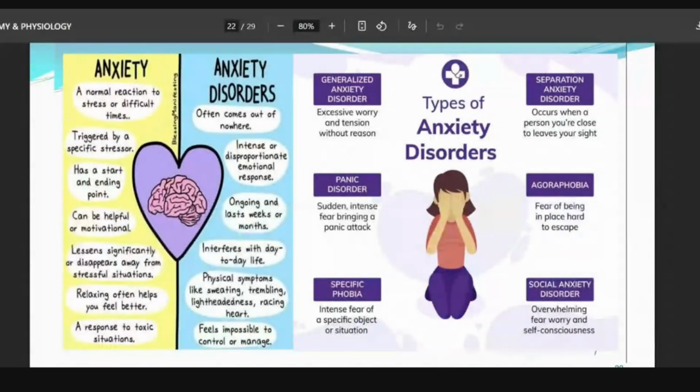They will feel impossible to manage and control it. And they have periods of long crying, whole night they will be crying without any reason, or they will not be talking to anyone for a long period of time. They will be feeling a lot of fear in their heads. So that is a disorder.